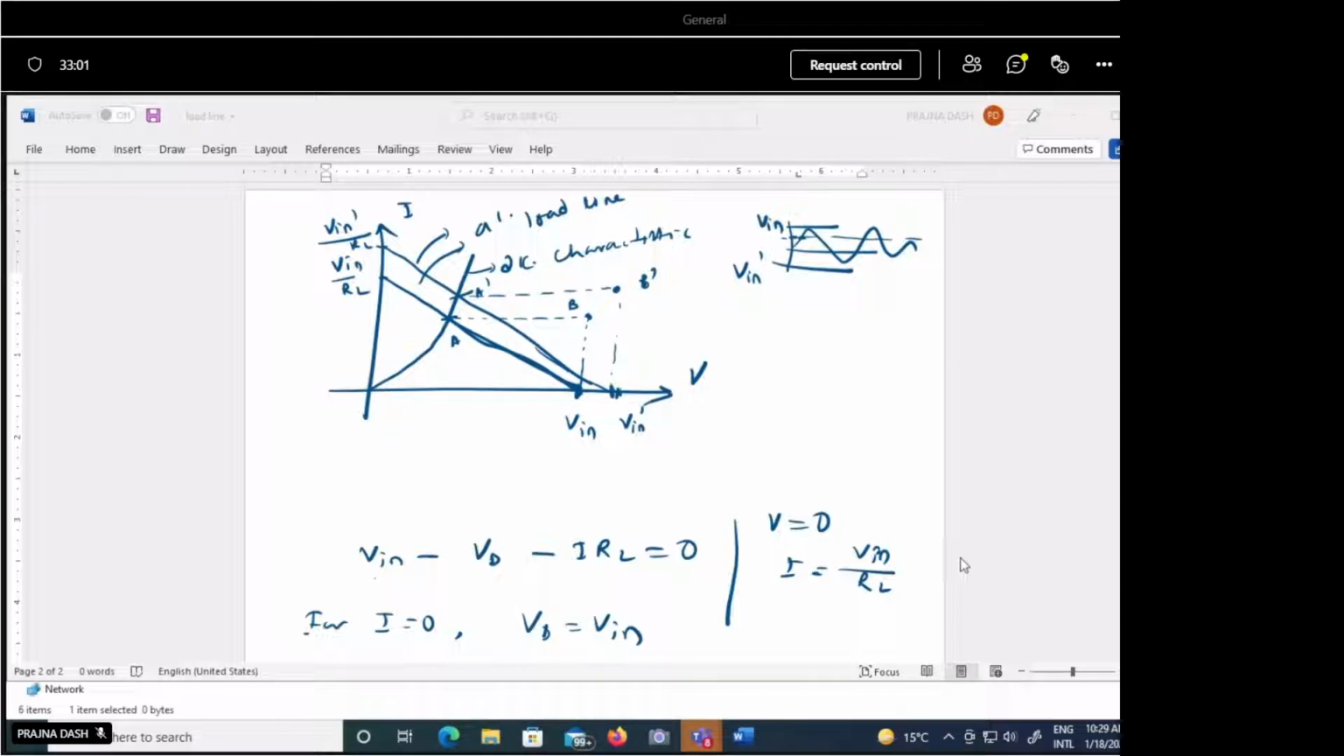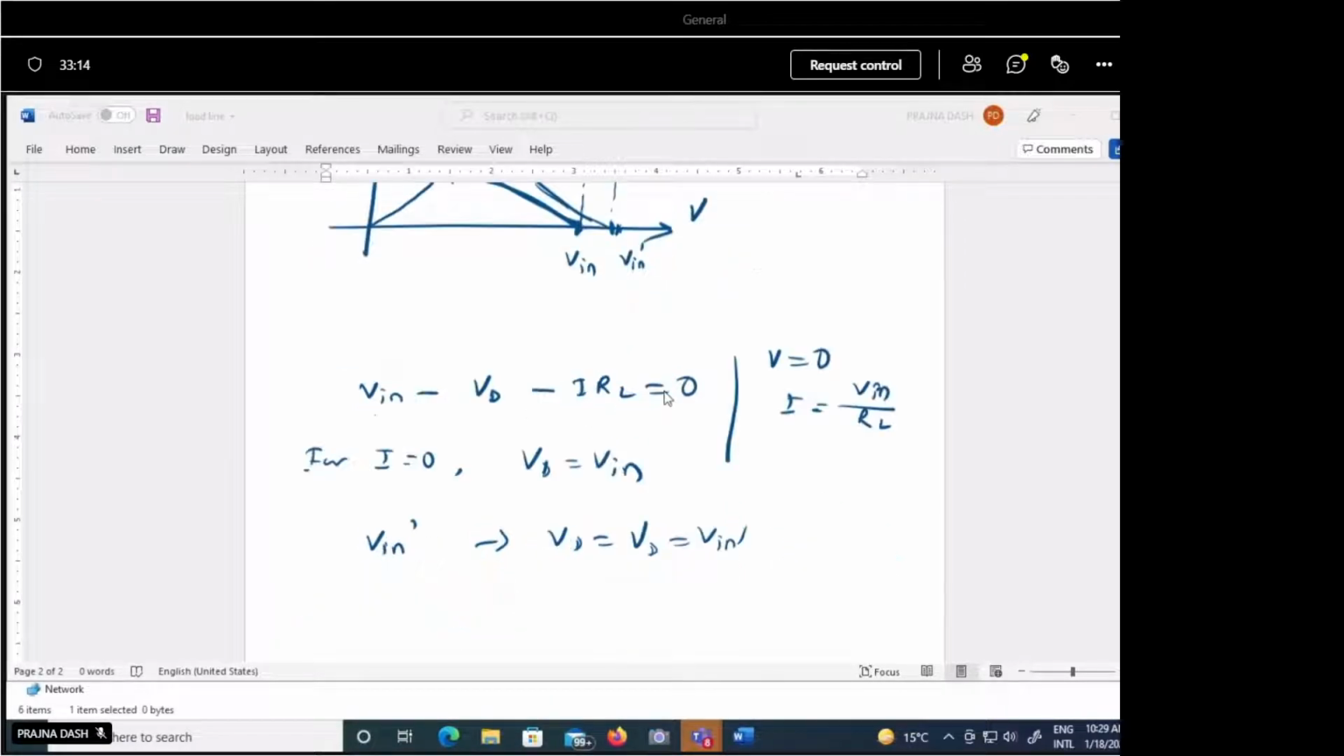The resistance is the same. The resistance 1 by RL is the same. That is, the slope of the graph is the same.